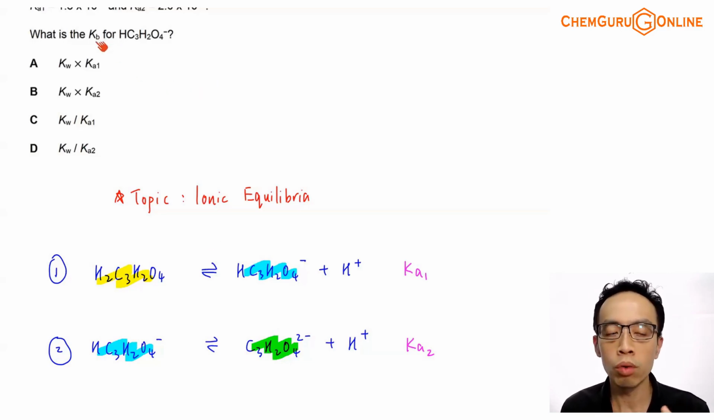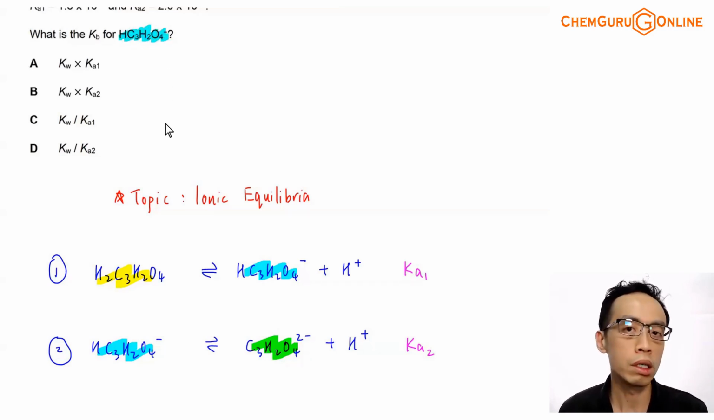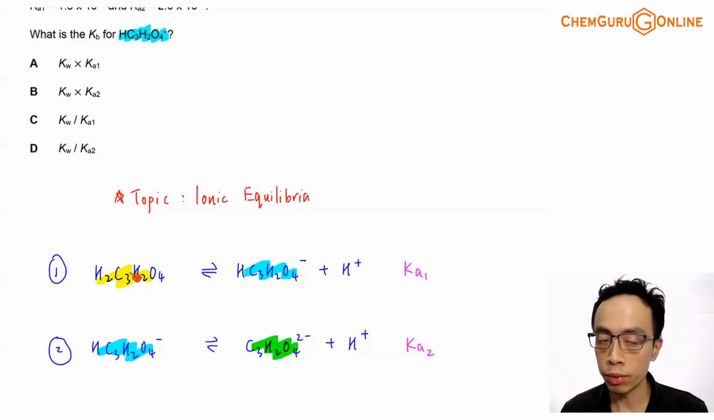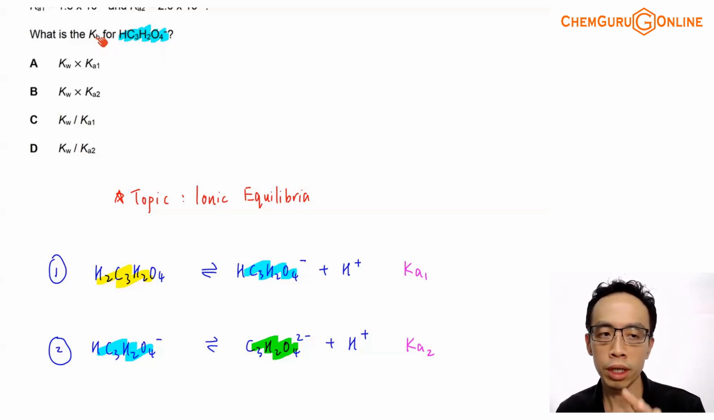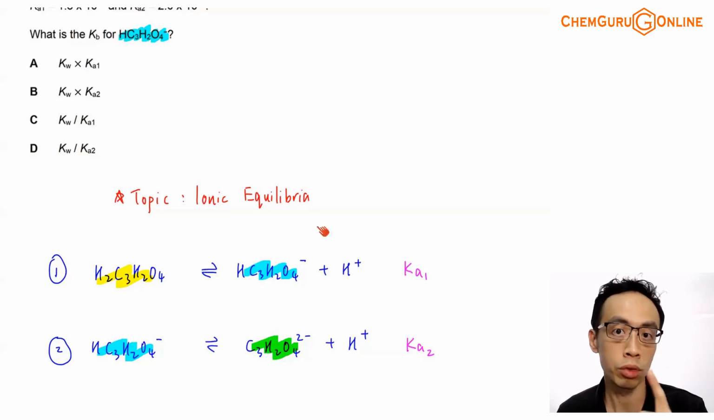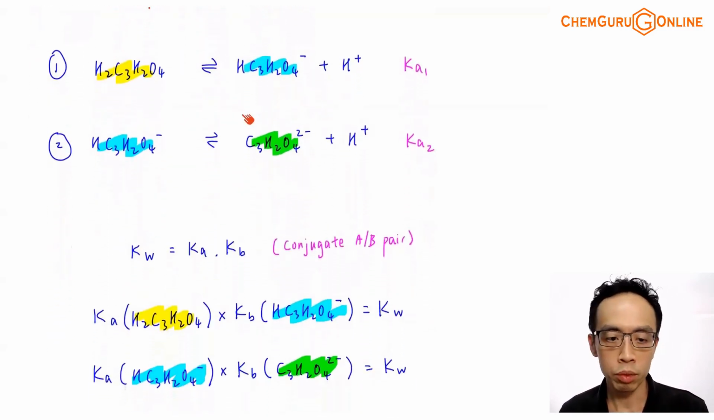So now that we have written down these two dissociations, the next thing we want to do is determine how I find Kb for HC3H2O4 minus. You notice this HC3H2O4 minus is actually here, this blue guy that I've highlighted. Maybe if we do color coding, it is easier for us to reference. Your malonic acid is the yellow species, H2C3H2O4. Once it dissociates to give me one proton, its conjugate base is HC3H2O4 minus. Since we are interested in the Kb for HC3H2O4 minus, I'm interested in dissociation number 1.